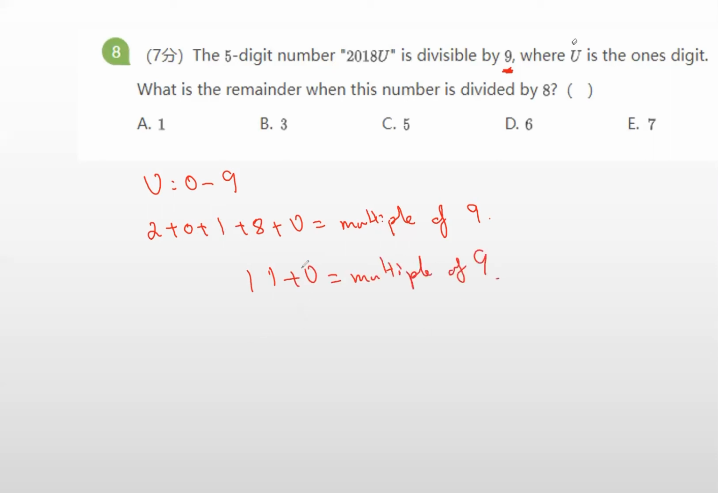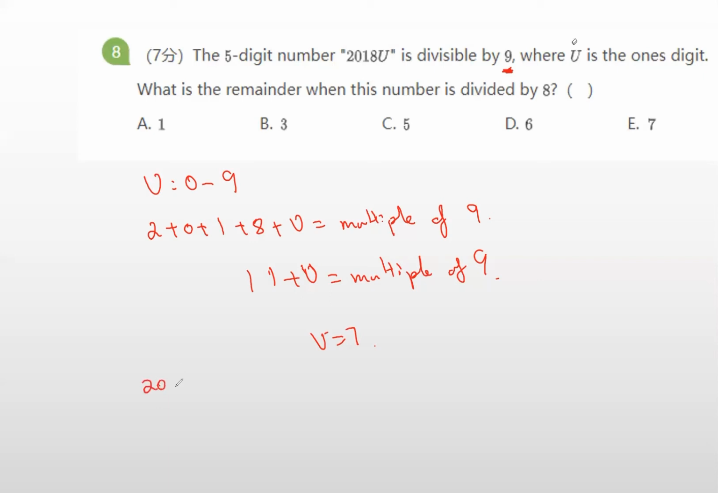We also know that U is a single digit number. So the only possible answer for U is U equal to 7, right? 7 plus 11 is 18, and 18 is a multiple of 9. You can't have anything bigger, because the next multiple of 9 is going to be 27, and thus you need to add 16, and 16 is a 2-digit number. Also, you can't have anything less, so U is 7.